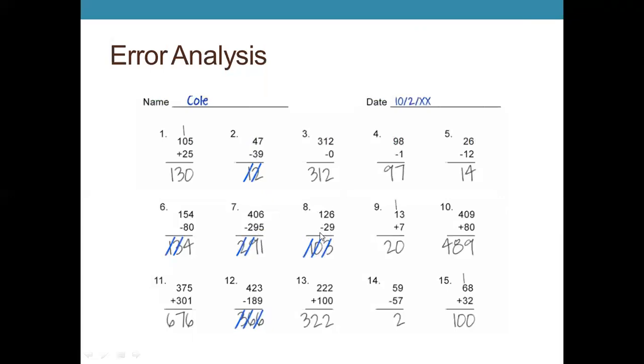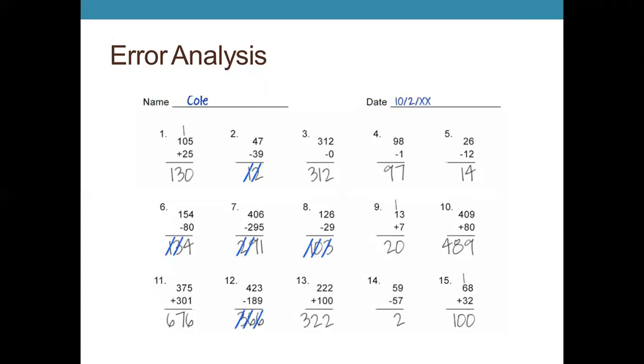2 minus 2 is 0, 1 minus nothing is 1, 103. So we're seeing again that he's making that same consistent mistake in all of these. Now all we have to do is teach him really this one skill around regrouping when it comes to subtraction, and that's going to address his challenges here in math.